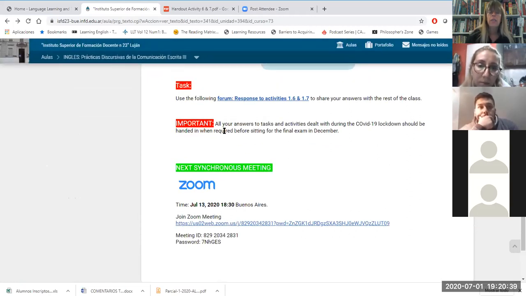Now, something that is important, I need you to have this in mind. All your answers to tasks and activities dealt with the COVID-19 lockdown should be handed in when required before sitting the final exam in December. So what does it mean? That you need to start collecting everything that you do in written form in a portfolio. Folder, call it folder, portfolio, or whatever, but have your evidence. Because then in December, I need the evidence that you have been working with everything.